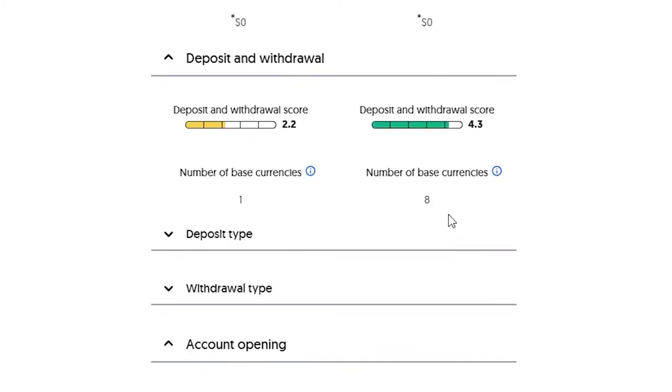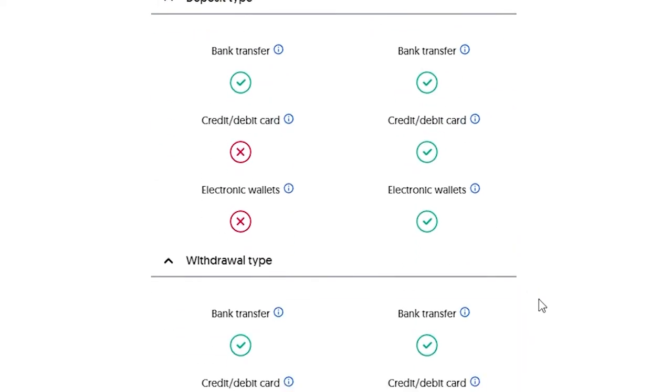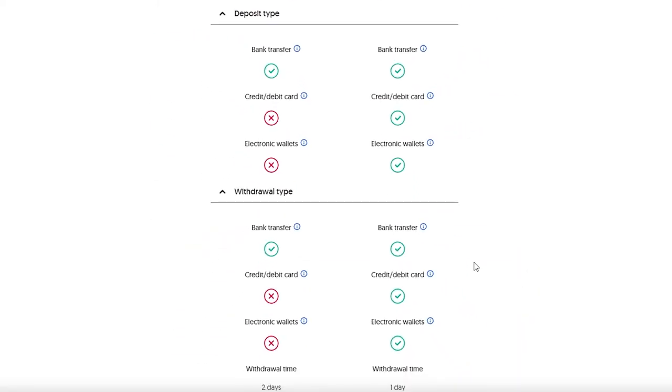Taking a look at the deposits and withdrawals, how easy is it to get money in and take money out? And we can see that Trading 212 is very, very good. You can bank transfer, you can transfer in from credit and debit card, and you can also go with e-wallets. And the withdrawal time for Trading 212 is 1 day.